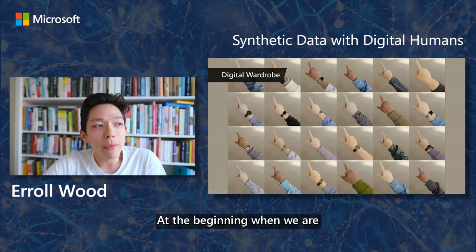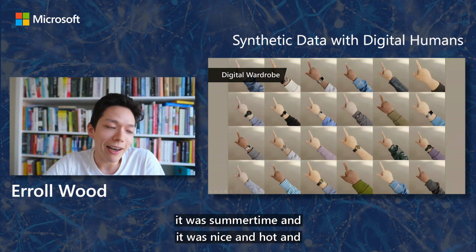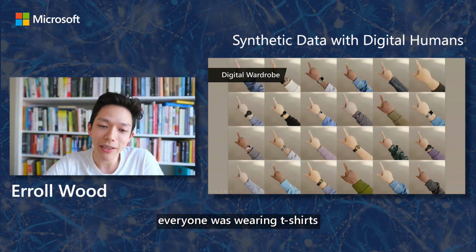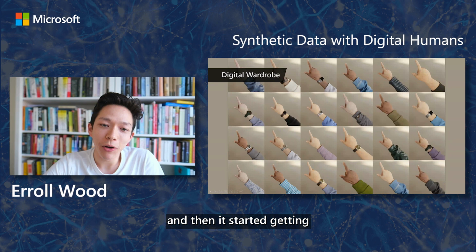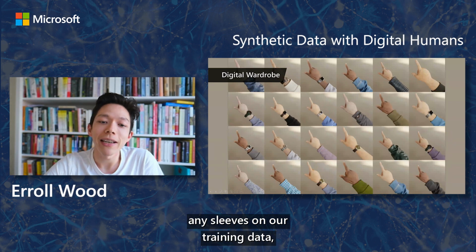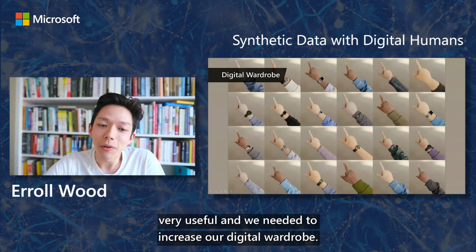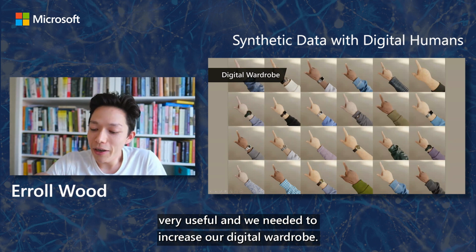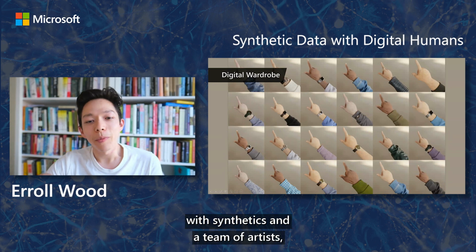At the beginning, when we were training our machine learning models, it was the summertime, and it was nice and hot, and everyone was wearing t-shirts, and everything was working great. And then it started getting colder, and people started wearing longer sleeve clothing, and the machine learning started breaking, and we realized, of course, we don't have any sleeves in our training data. So this summer data was no longer very useful, and we needed to increase our digital wardrobe. But that's the sort of thing that isn't too hard with synthetics and a team of artists.